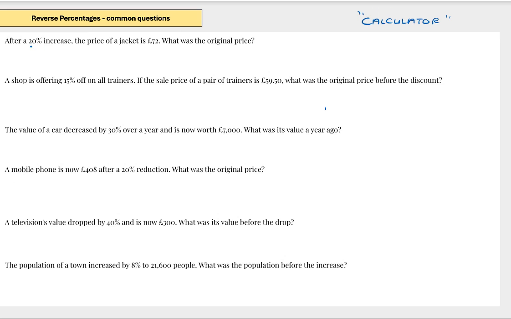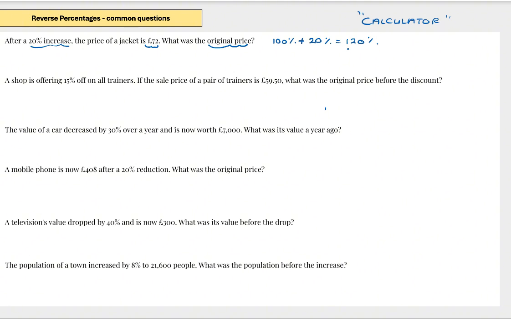After a 20% increase, the price of a jacket is £72. What was the original price? You always have to deal with your percentages first. So it's an increase. So it's 100% plus 20%. It's 120%. So that's your first step.